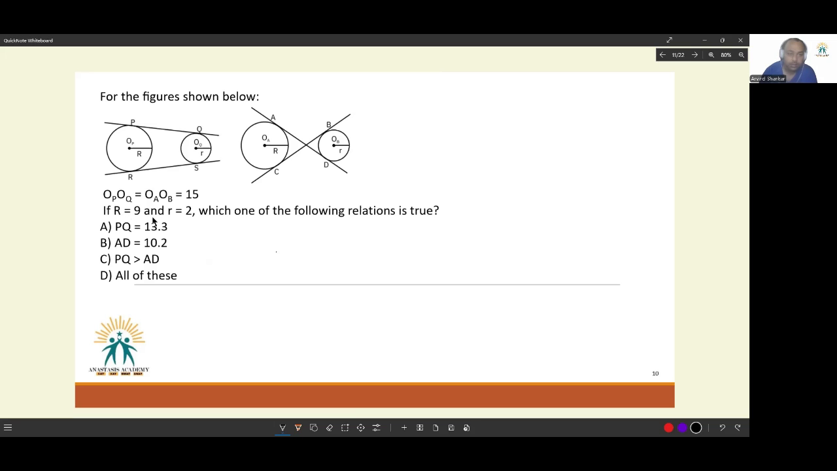Let's see. Capital R, so larger radius is 9, smaller radius is 2. Which of the following relations is true? Now if you don't know what direct common tangent is and transverse common tangent is, perhaps you should read up on it. Otherwise, those of us who are familiar with those basic terms can directly come to see PQ, length of the direct common tangent. PQ should be equal to under root of distance between the centers whole square minus the difference of radii square. So 9 minus 2 whole square, which should give us 225 minus 49, which should give us under root 176. Now this is 13 point something something.